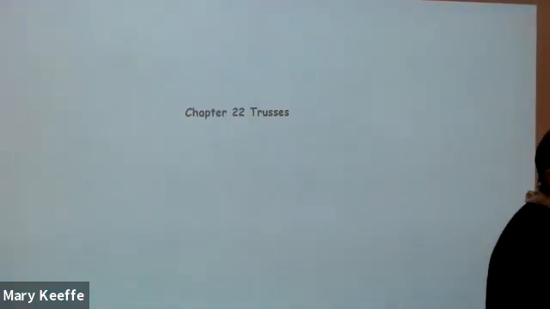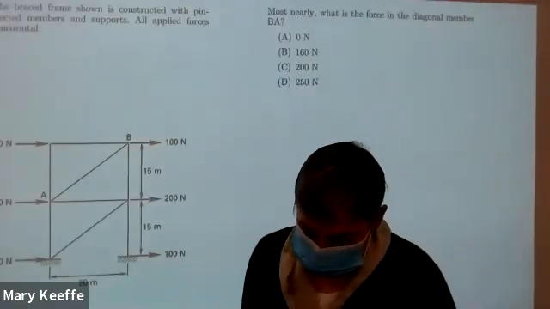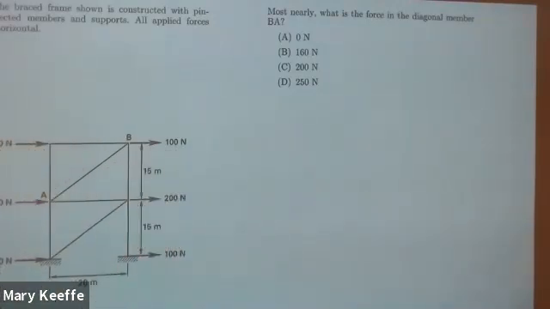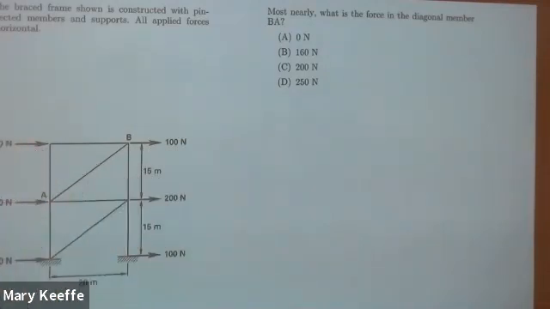So chapter 22 is trusses. And they picked some doozies. Okay, so the first one I picked was actually problem 4. In truss problems, one of the first things you have to decide, based on what they're asking you to find, is do you need to find the support reactions first?